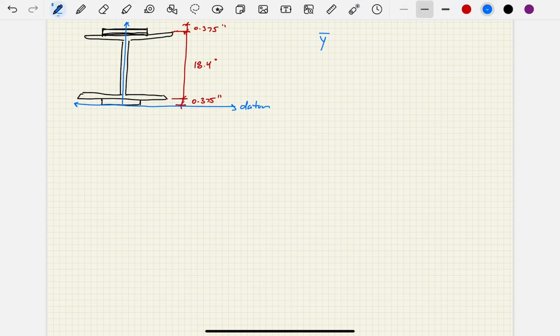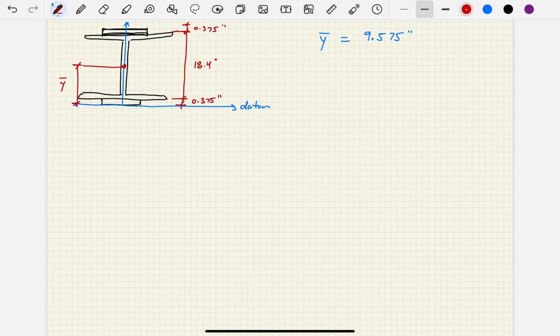And so we can quickly get that Y bar is 9.575 inches measured from that datum, that bottom datum right here, okay? So there's that Y bar, 9.575 inches, okay? Just halfway up the total depth of that entire built up section, okay?